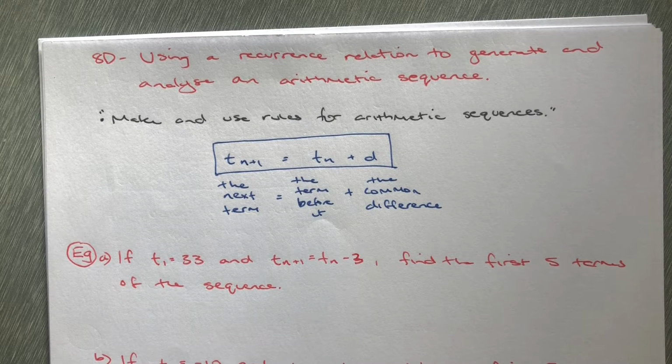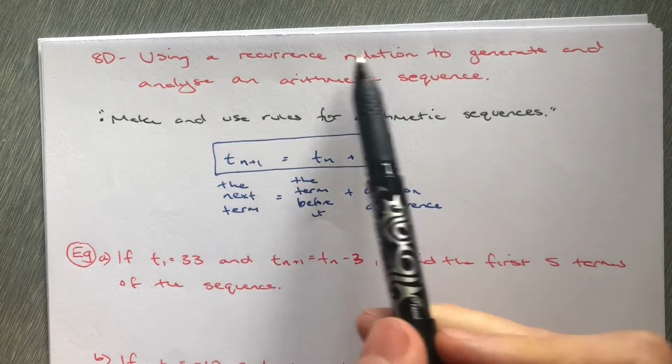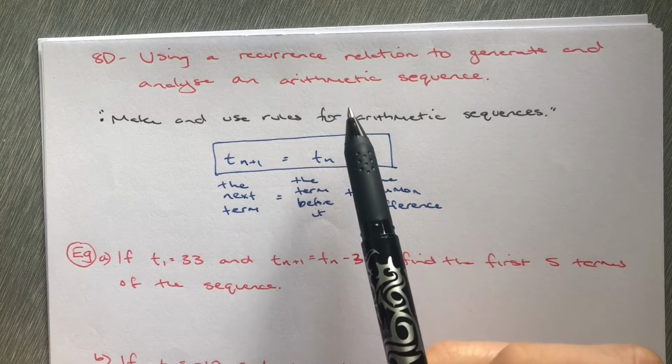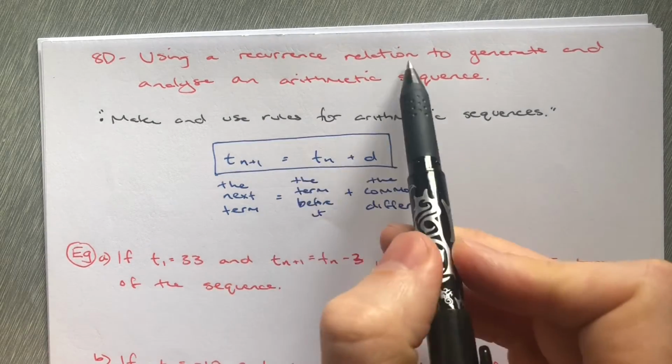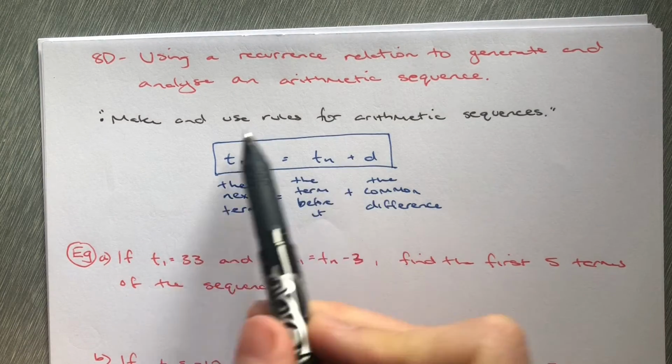Hey guys, we're up to 8D, which is using a recurrence relation to generate and analyze an arithmetic sequence. That sounds a little bit more complicated than what it is. It's just using a different sort of rule that you're given, a recurrence relation, to come up with different arithmetic sequences. So recurrence relation, that's actually something like this.